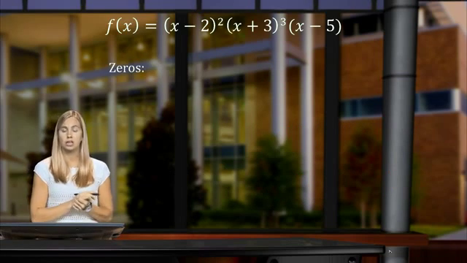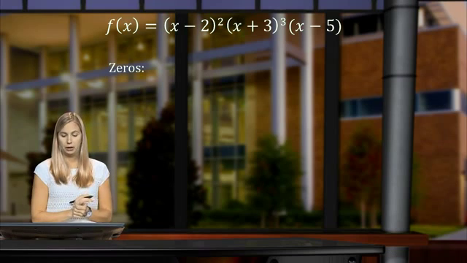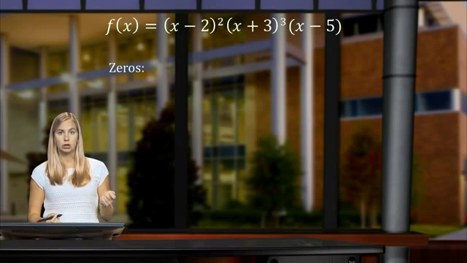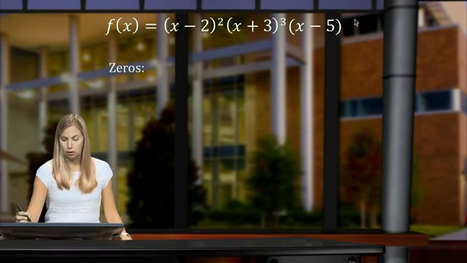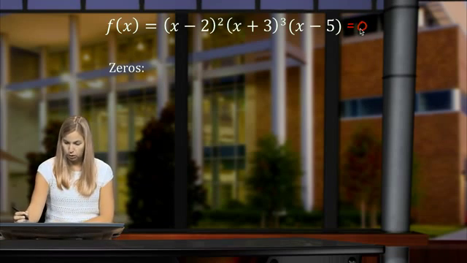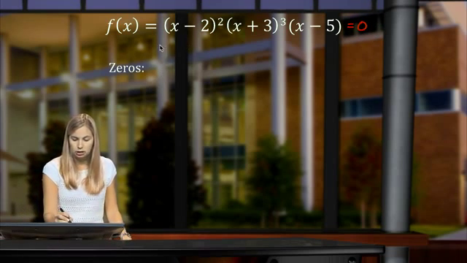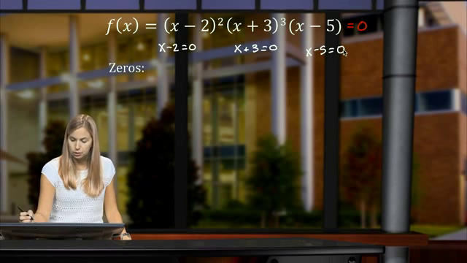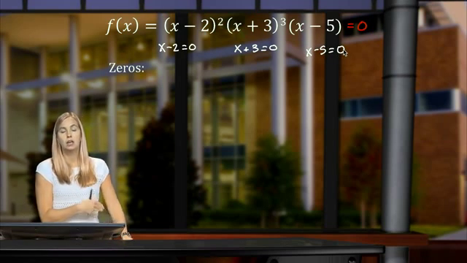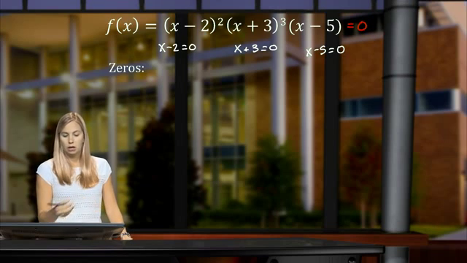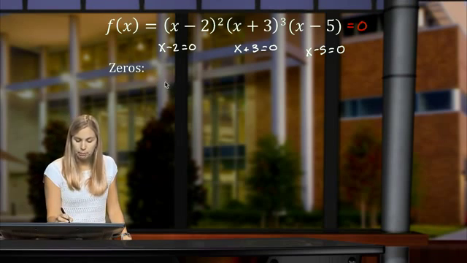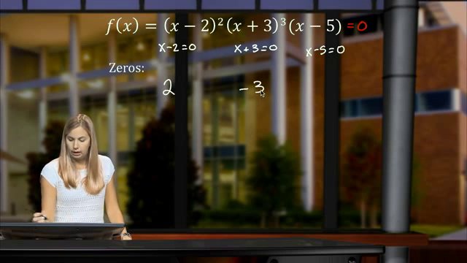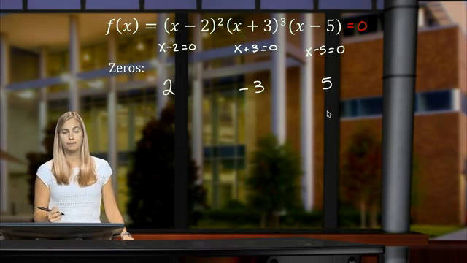Okay, so let's look at this function. f of x equals (x minus 2) squared times (x plus 3) cubed times (x minus 5). First, let's identify the zeros. That's where your polynomial equals 0. So if I think about setting this equal to 0 to find my zeros, you're setting each factor, x minus 2 equal to 0, x plus 3 equal to 0, and x minus 5 equal to 0. We're used to doing this from graphing and solving quadratic functions, so this shouldn't be too challenging. So our zeros are going to be at positive 2, negative 3, and positive 5.